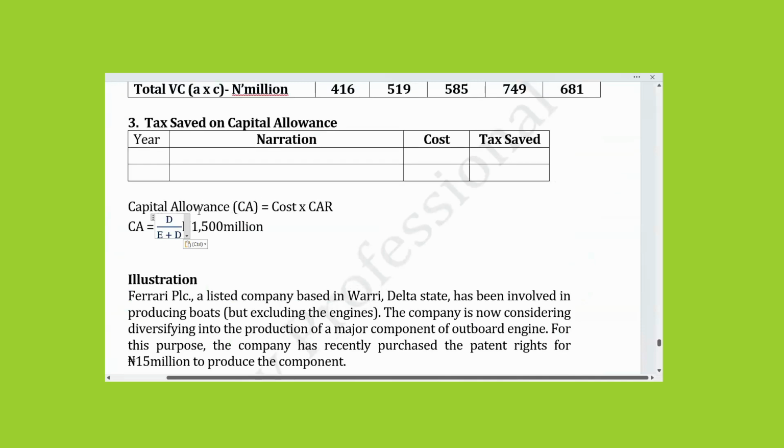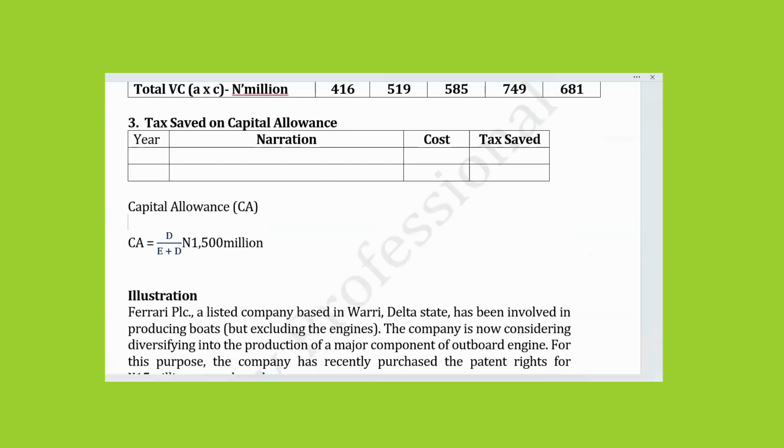Okay, because in the question, the examiner told us that it's on a straight line basis. Since capital allowance is a uniform amount, on a straight line depreciation, that is uniform amounts.